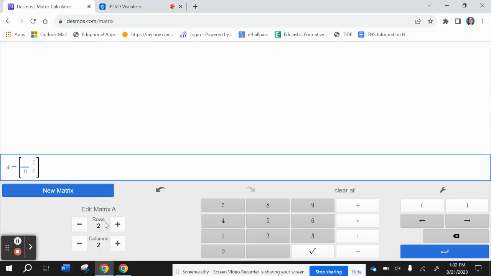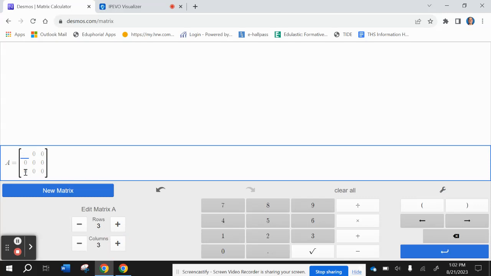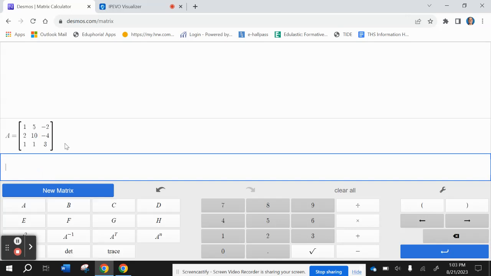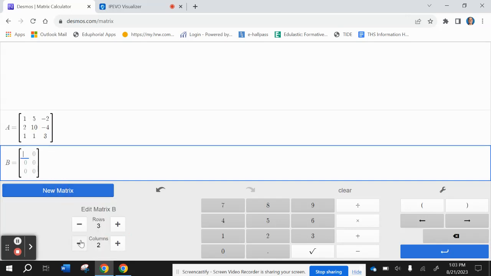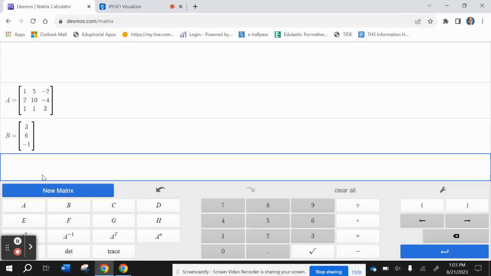So new matrix, 3 by 3. I'm going to put in 1, 5, negative 2, and then 2, 10, negative 4, 1, 1, 3. Press enter. New matrix, 3 by 1, and that's 3, 6, negative 1. Now I do A inverse B.